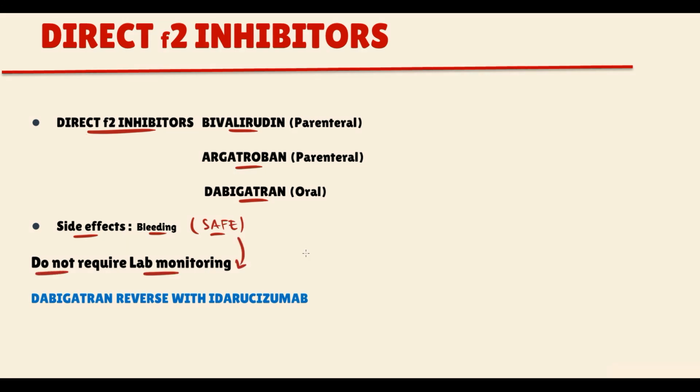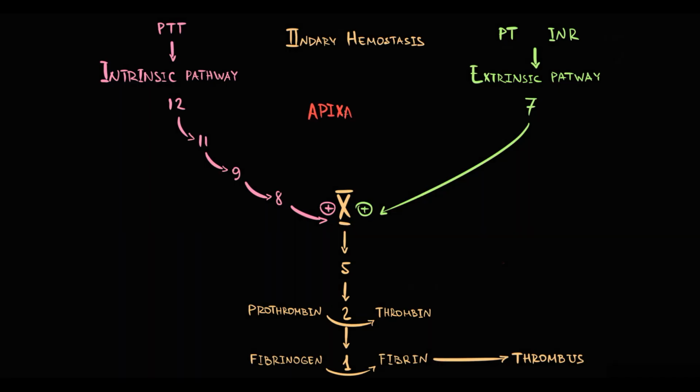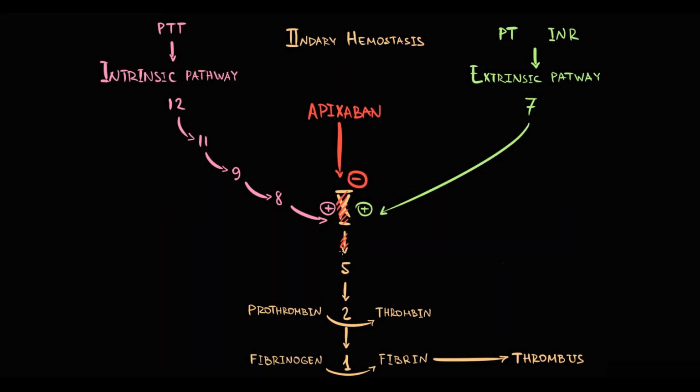Direct factor 10 inhibitors, in contrast to factor 2 inhibitors, are peroral agents. The mechanism here is that when we prescribe apixaban, it inhibits factor 10, which is a central factor in the coagulation cascade. As a result, the activity of the common coagulation pathway decreases. Thereby the rate of fibrin formation decreases, and without fibrin, thrombus cannot be formed.